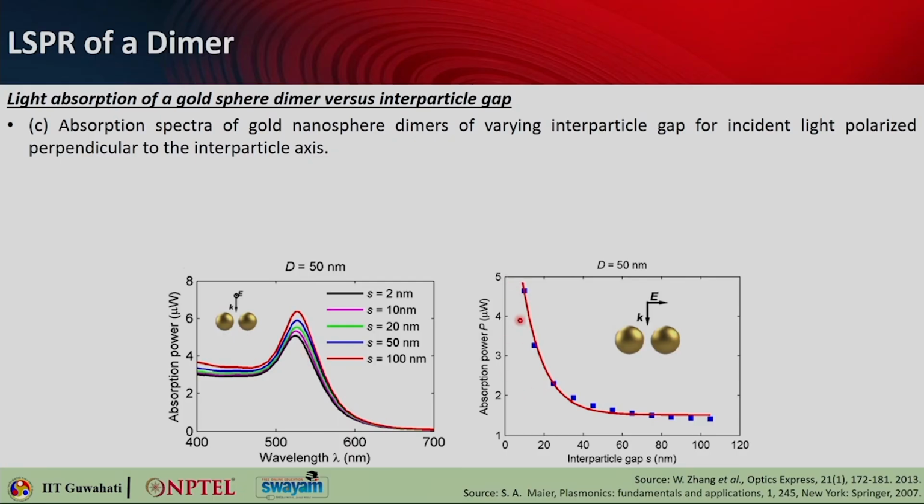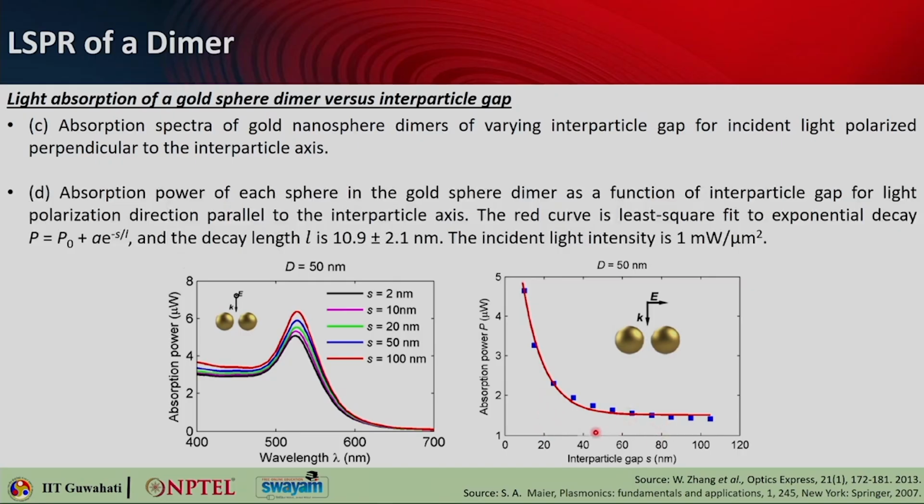So, if you calculate the absorption power for a 50 nanometer diameter particle, you can actually plot that as a function of this gap. You can see the absorption power significantly increases when the separation reduces for the electric field polarized along the dimer axis. This is an exponential fit that you can see, P equals P naught plus A, or alpha, you can say, e to the power minus s over L.